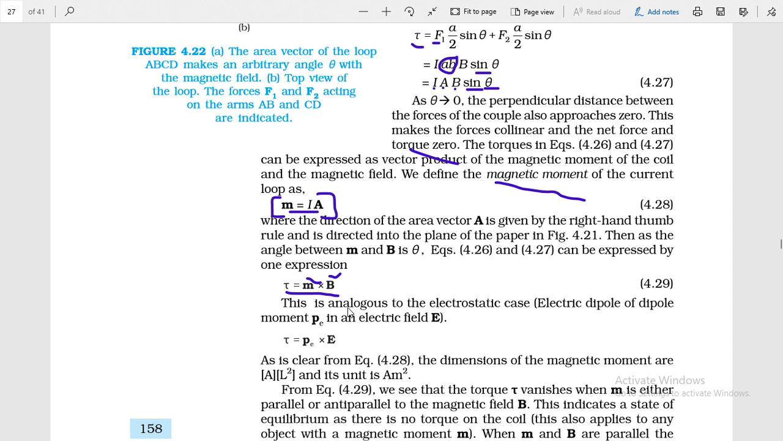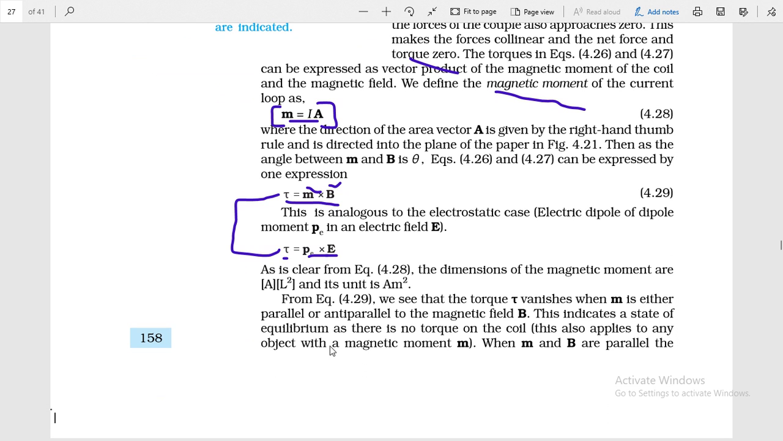So this is analogous to the electrostatic case, an electric dipole moment p_E in an electric field. You can see the torque is equal to the electric dipole moment vector cross the electric field vector. This is very close to the result obtained in the magnetic field, and this one is found in electrostatics.